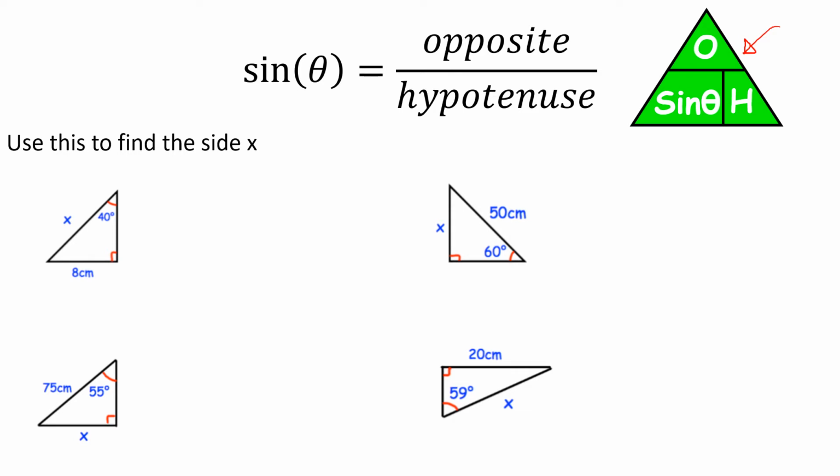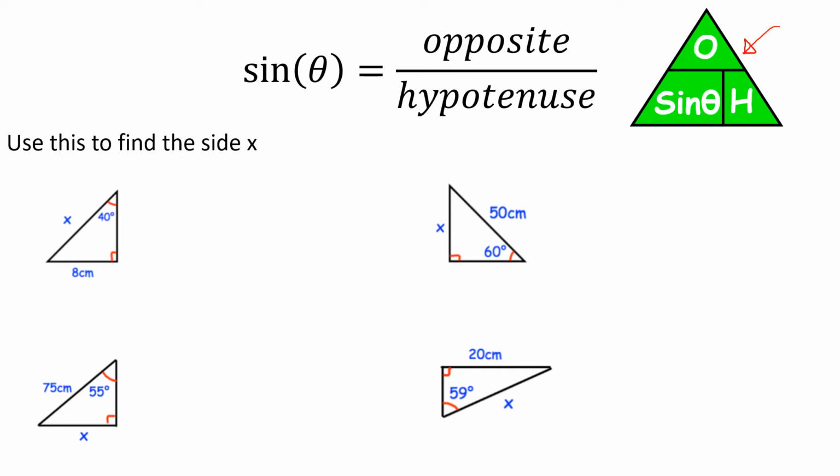You cover up the thing that you're trying to find, and that tells you what to do. So if I wanted to find sine theta, that tells me to do opposite divided by hypotenuse. If I wanted to find the hypotenuse covered up, that tells me to do opposite divided by sine theta. And if I wanted to find the opposite, it tells me to do sine theta times hypotenuse.